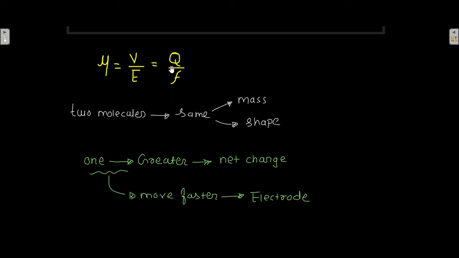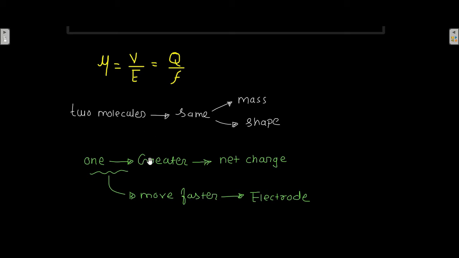So according to this equation, if two molecules have the same mass and the same shape, then the molecule which has a greater net charge will move faster towards the electrode. This is what is represented by this equation. Consider two molecules with the same mass and same shape. Now which one of them will move towards the electrode at a greater rate?